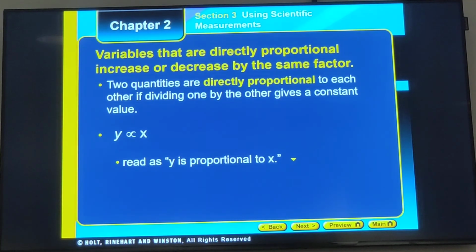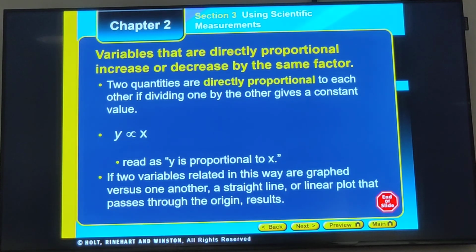So we're saying y is proportional to x if y divided by x is always a constant. If y divided by x is a constant, then it will be directly proportional. Also, the other thing is if y divided by x, rise divided by run, is always a constant, then it's got to be a straight line, right? If rise over run is always the same, then it's gotta be a straight line.